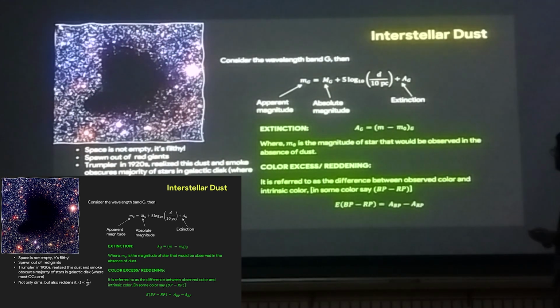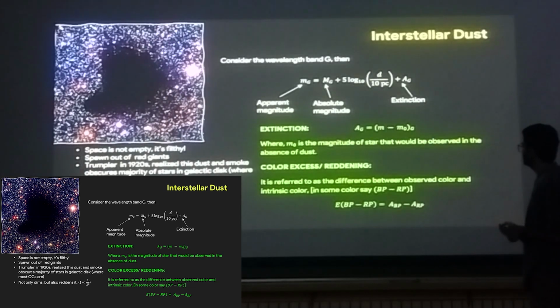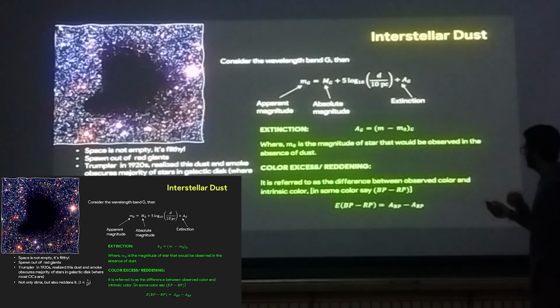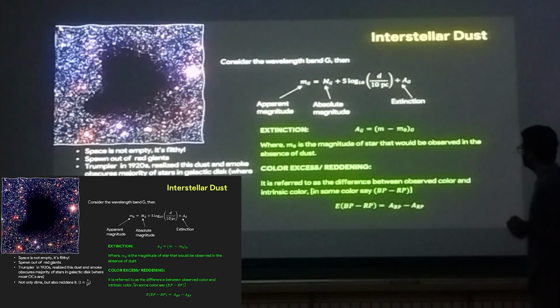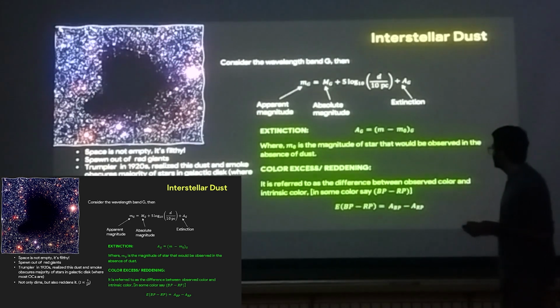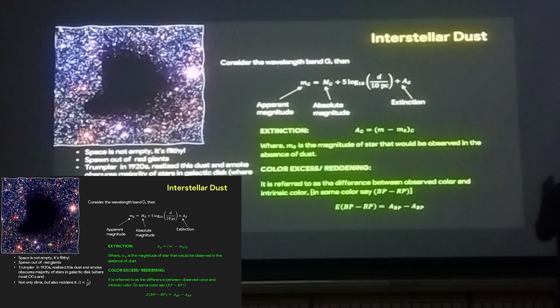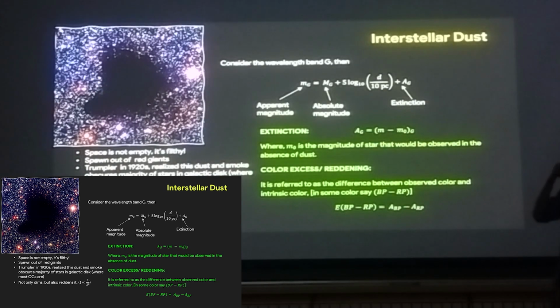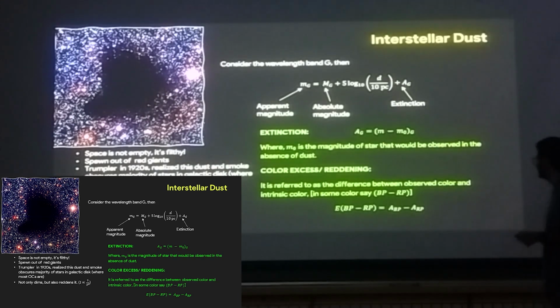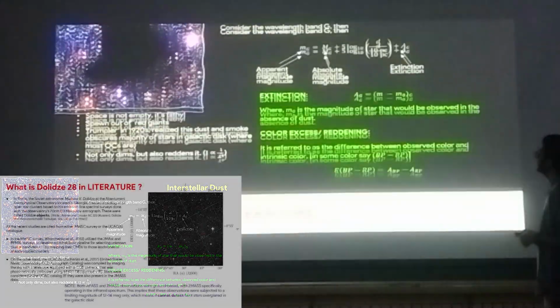So E(BP-RP), color, is defined as the difference in two wavelength bands. Say if I take G, BP, RP, these are three wavelength bands. You take any two of them, like G and BP, or G and RP, or BP and RP. These pairs are known as color. So you basically subtract the magnitude in these two wavelength bands. So E(BP-RP) is A_BP minus A_RP.